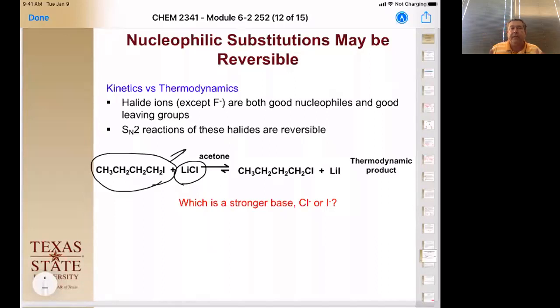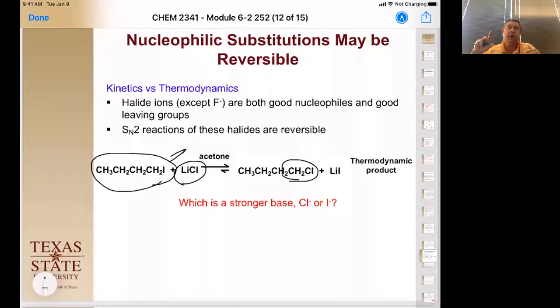So we have to think that it's going to go to the chloride anion because that chloride carbon bond is shorter, and therefore that chloride carbon bond is stronger. Therefore, it's the better nucleophile, and this is the more thermodynamic product here, okay? But let's think about that. Which is the stronger base, okay? Iodine is the strongest acid. So HI is the strongest acid.